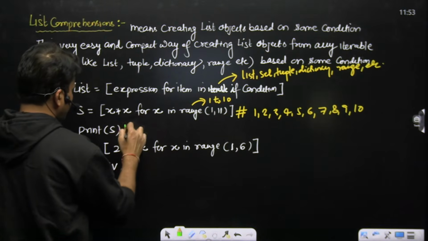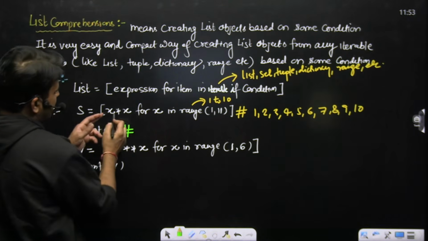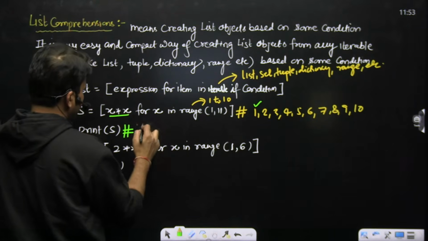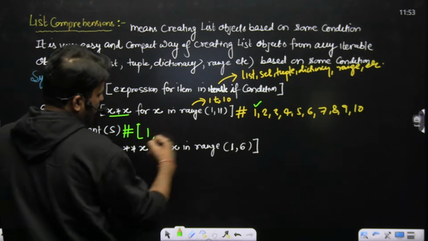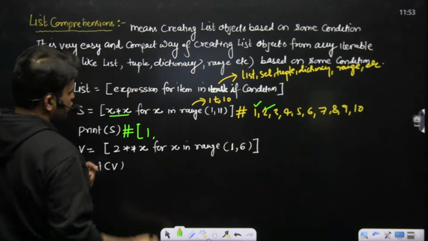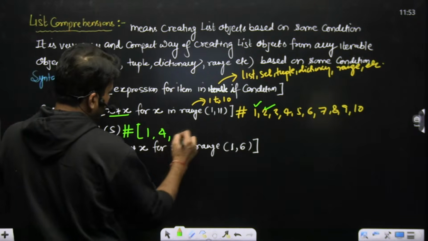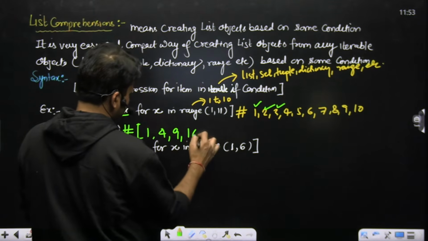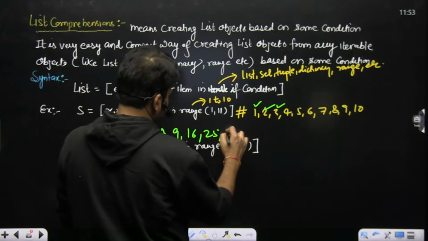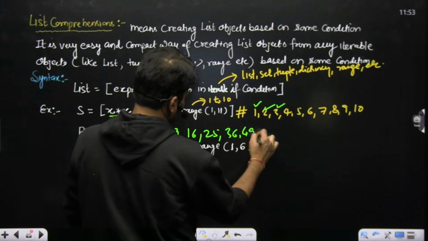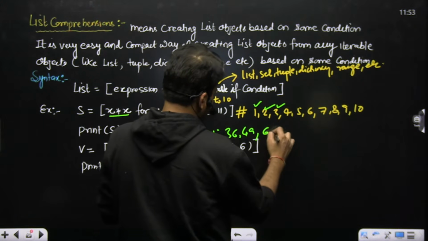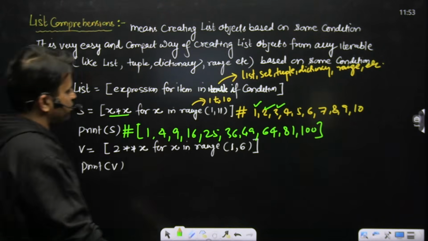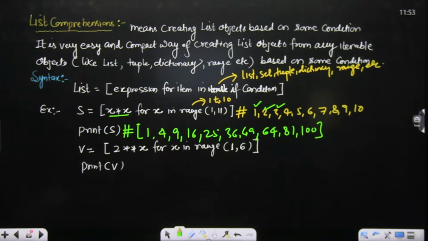So if you print this, x into x for x in this range, if x is 1, the list contains x into x, 1 into 1 is 1. Now again, if x is 2, x into x, 2 into 2 is 4, right? 3 into 3 is 9. Similarly, 4 into 4 is 16 and 25, 36, 49, 64, 81 and 100. So this is list comprehension.